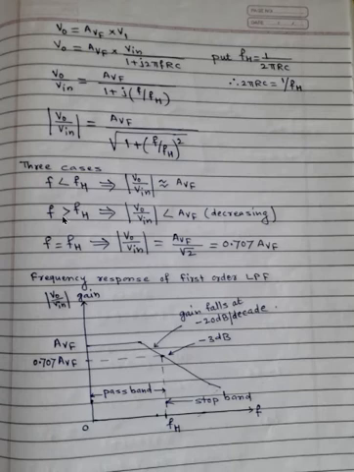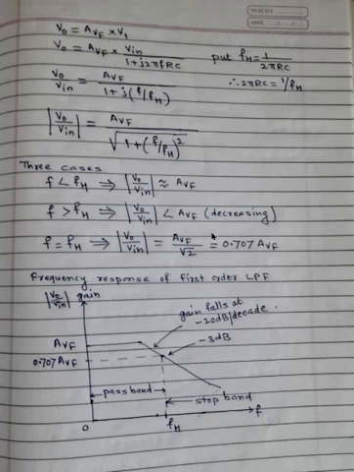This is the first case. Then if the frequency of the input signal is greater than the cutoff frequency of the low pass filter, this quantity will be a larger value, so the overall gain of the filter decreases. That means it will be less than AVF. And one more case, if the input frequency is exactly equal to the cutoff frequency of the low pass filter, then F and FH are equal. So this quantity becomes 1, 1 plus 1 under root 2, so it becomes AVF upon under root 2. 1 upon under root 2 is nothing but 0.707 AVF.